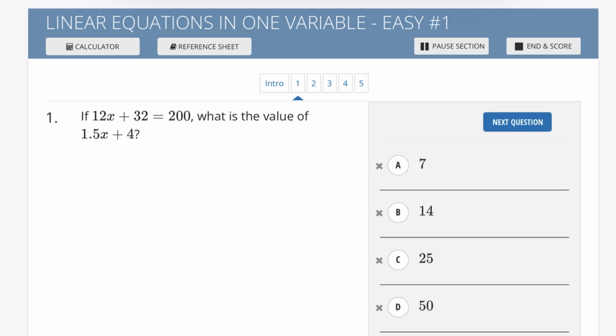The SAT likes to trick you a lot. It will either make you think that the problem is harder than it actually is, or trick you into doing the equation in an elongated version when you could really do a shortcut. For example, in our equation right here, we have 12x plus 32 equals 200. What is the value of 1.5x plus 4? So your instinct would be to isolate x and then plug it in for our expression 1.5x plus 4.